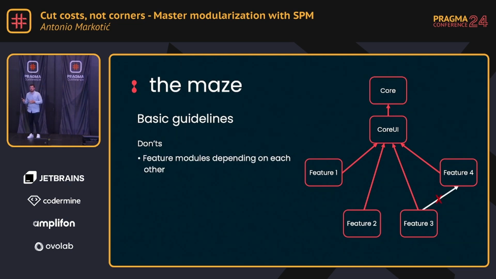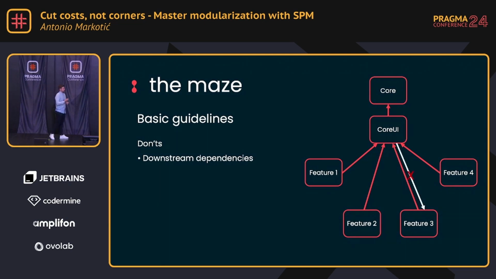Because if you do it once, you will do it a second time, you will do it several times, and it will most likely result in a circular reference, which you really don't want when you create a modularized code base. Another thing which will result in a direct circular reference is if you create your dependencies in a downstream fashion instead of an upstream fashion only.